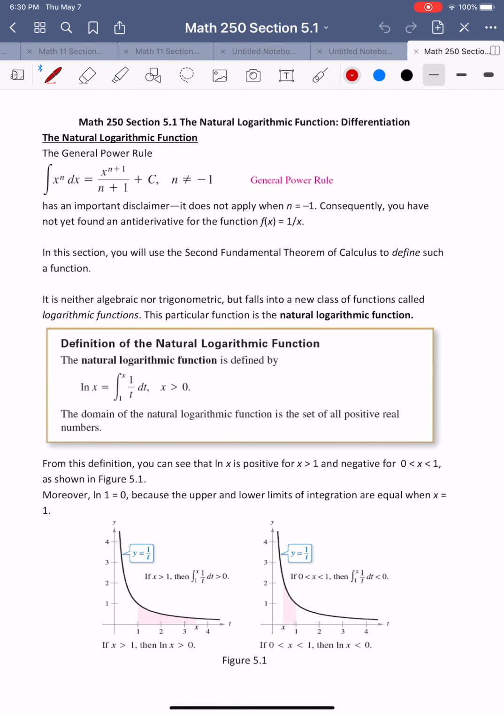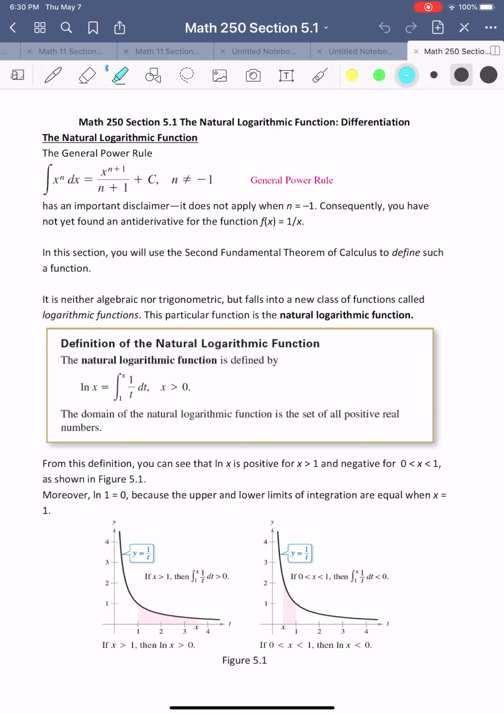Okay, hello. This is section 5.1, the natural logarithmic function and differentiation. So, the natural logarithmic function for integration. So, the general power rule, that was how to integrate with the power rules.